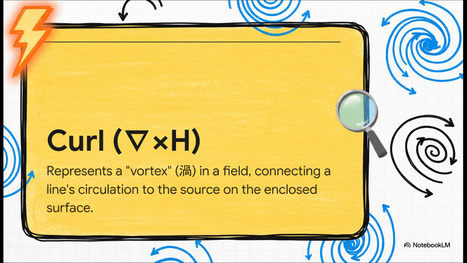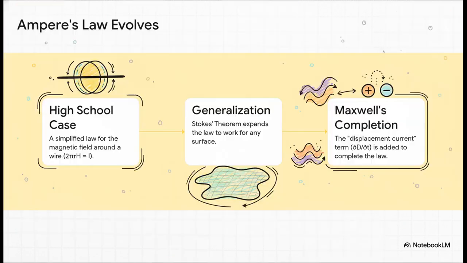The best way to picture curl is as a vortex. Just imagine the magnetic field swirling around a wire that's carrying a current. The curl is what measures the intensity and the direction of that vortex-like behavior. It's our mathematical tool for describing fields that circulate and swirl. And hey, just like with Gauss's law, our understanding of magnetism evolved in stages.